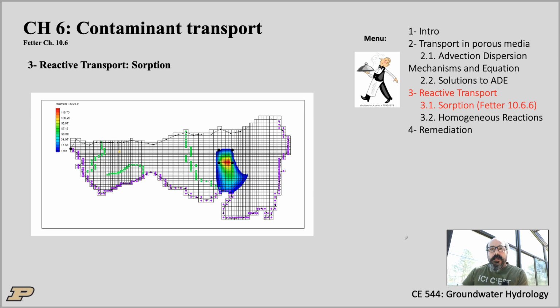Okay, welcome back everybody. This is our third lecture in our contaminant transport chapter, and today we will start reactive transport. So we'll start looking into those plumes and different contaminants and how different substances, different compounds travel at different velocities essentially.